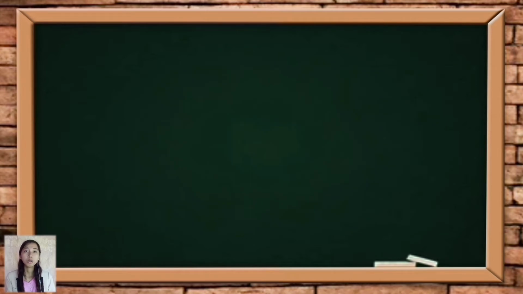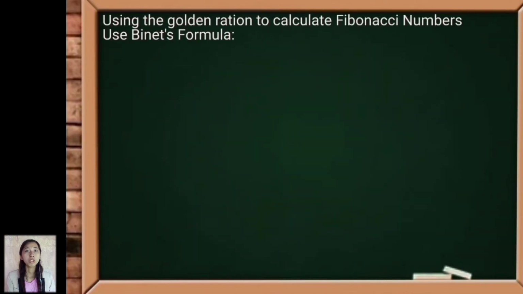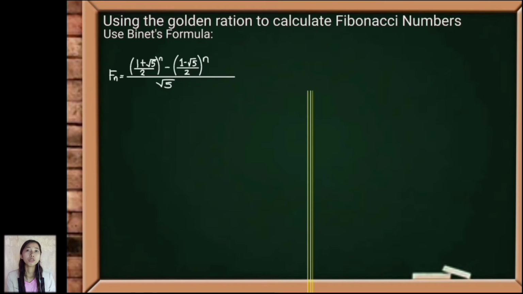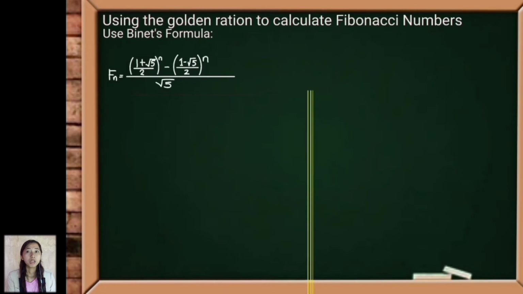We're going to learn how to calculate Fibonacci numbers using the golden ratio. We use Binet's formula. So what is Binet's formula? Binet's formula is Fn equals open parenthesis 1 plus radical 5 over 2 close parenthesis to the nth power, minus open parenthesis 1 minus radical 5 over 2 close parenthesis to the nth power, all over radical 5. So this is Binet's formula.